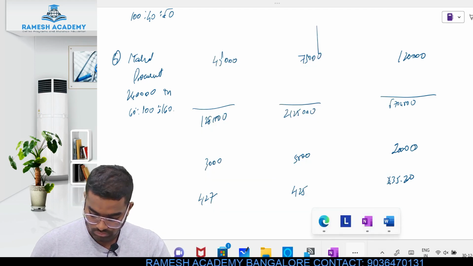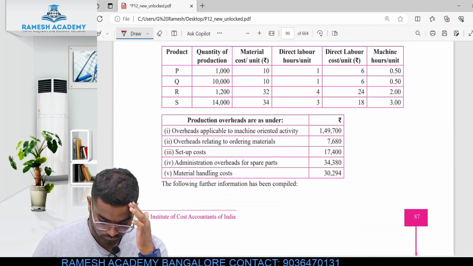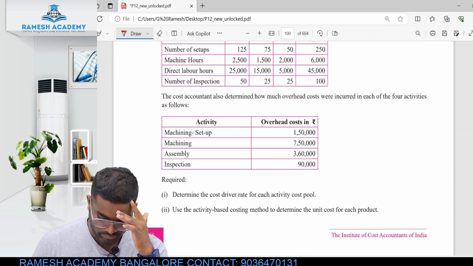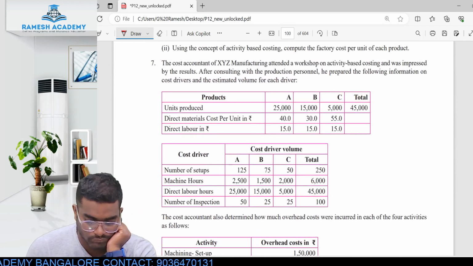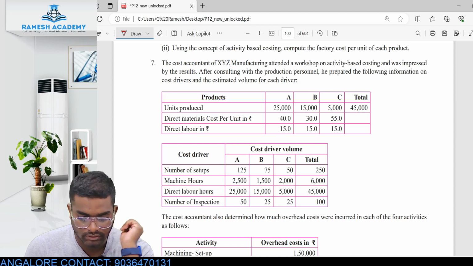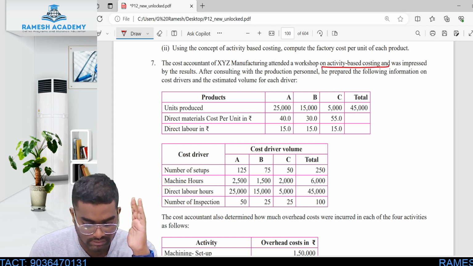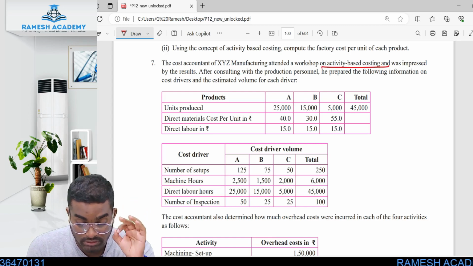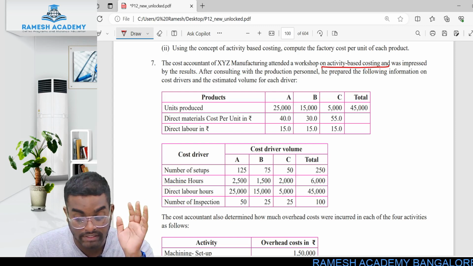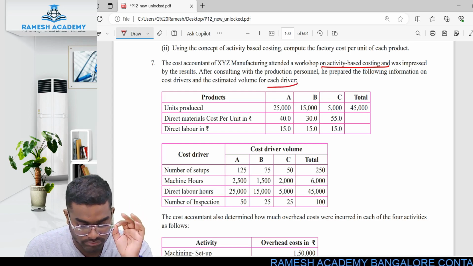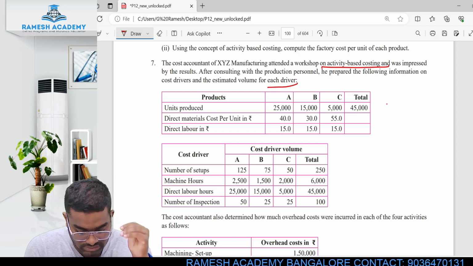So we'll go to the next one. Question number 7. So simple one, you can try. The cost accountant of XYZ Manufacturing attended a workshop on activity based costing and was impressed by the results. After consulting with the production personnel, he prepared the following information on cost drivers and estimated the volume of each driver. He has given the number of setups, machine hours, labor hours and inspections.